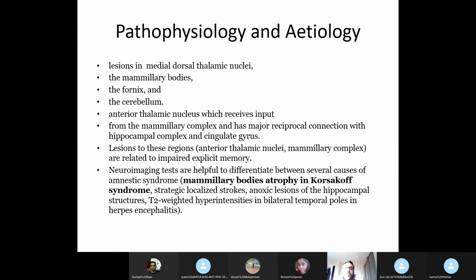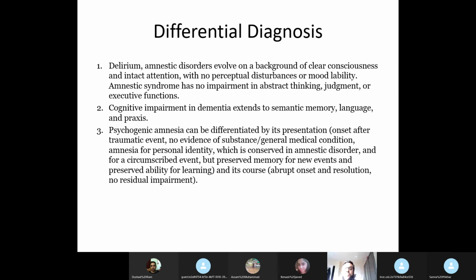Differential diagnosis: delirium, which is kind of Wernicke's encephalopathy, or cognitive impairment, dementia, semantic memory, language, and praxis. So even here, semantic memory may be preserved, but if it is so much disturbed, it can be disturbed as well. But usually it should be preserved in Korsakoff syndrome. Psychogenic amnesia can be differentiated. That's your question, whosoever asked earlier on.